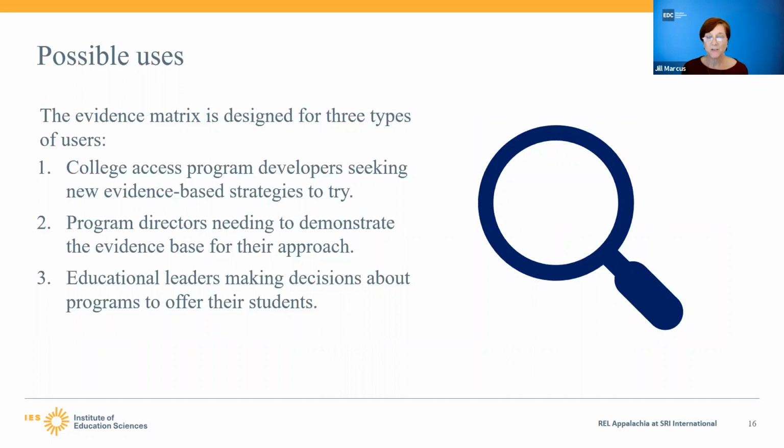So the evidence matrix was designed for 3 types of users: college access program developers seeking new evidence-based strategies to try, program directors needing to demonstrate the evidence base for their approach, and educational leaders making decisions about programs to offer to their students. Let's take a look at the kinds of questions these users may have and that they could use the matrix to help answer.